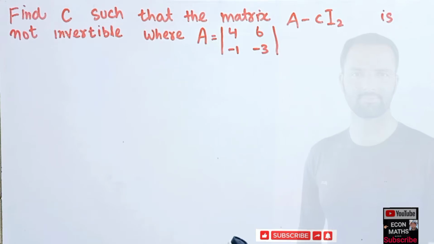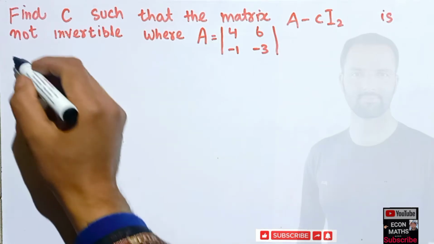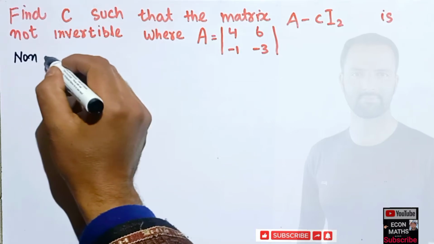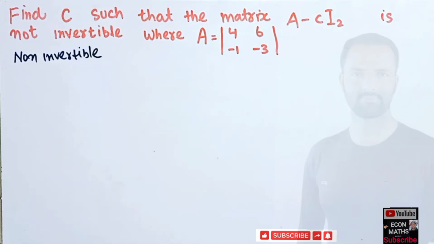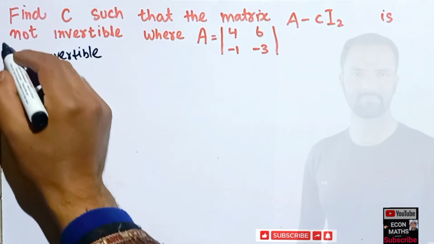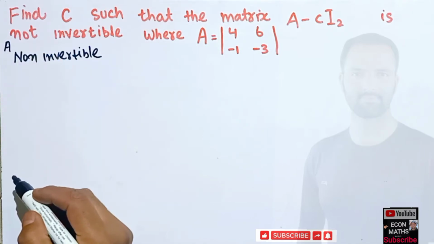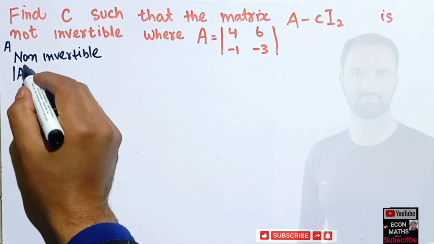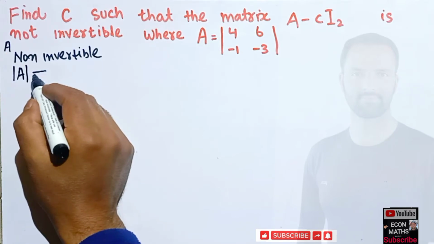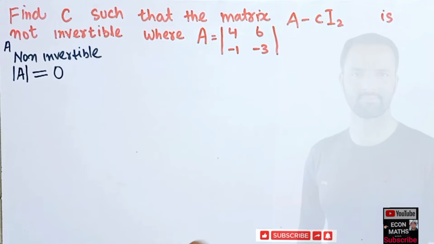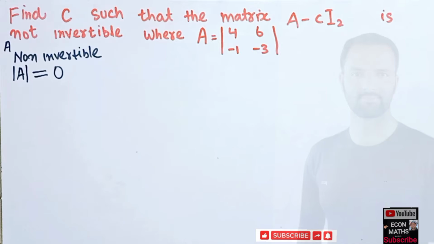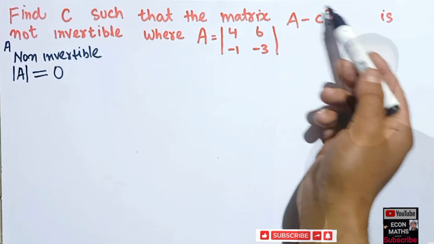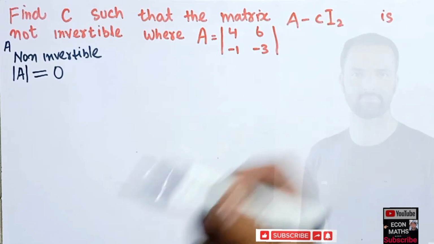Now, what is a non-invertible matrix? Let us say we have a matrix A. A matrix A is said to be non-invertible if the determinant of the given matrix is equal to 0. So we say that the given matrix is non-invertible if the determinant of the given matrix is equal to 0. Now we have this matrix and we need to find the value of C for which it is non-invertible.